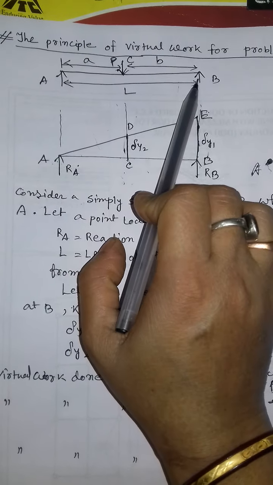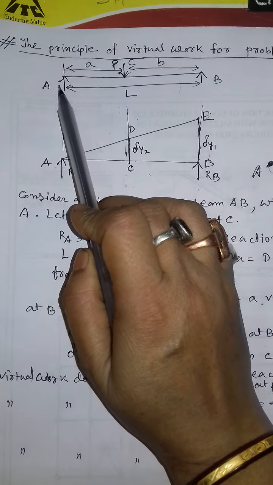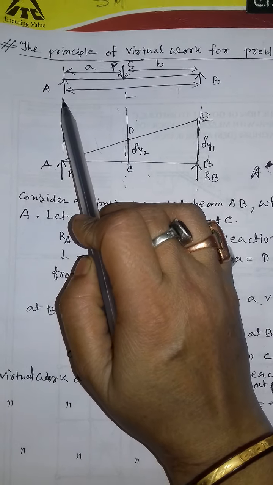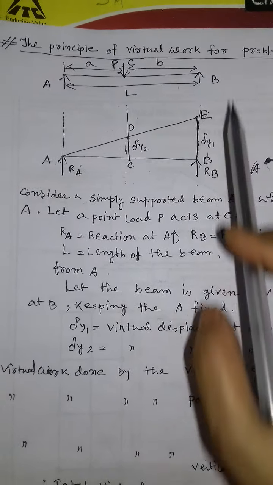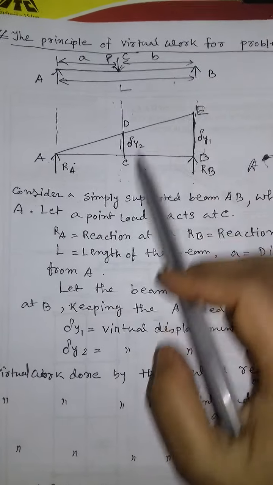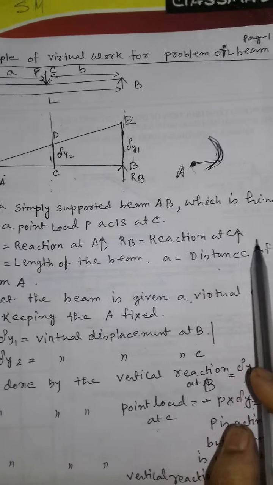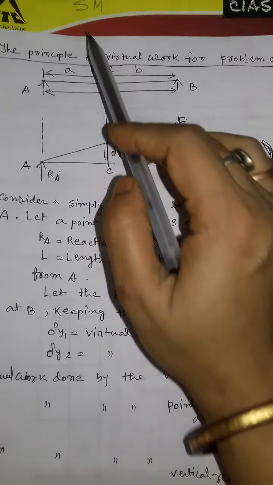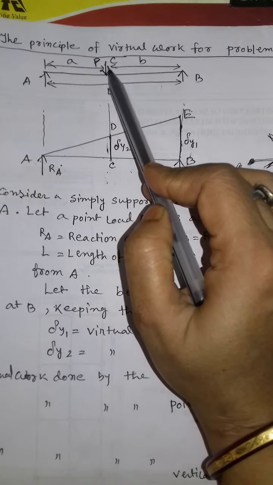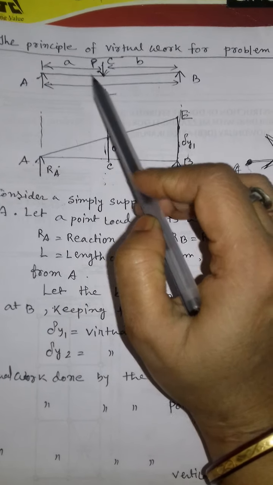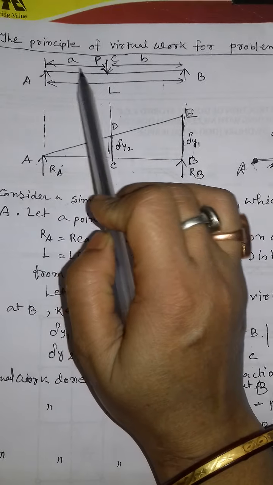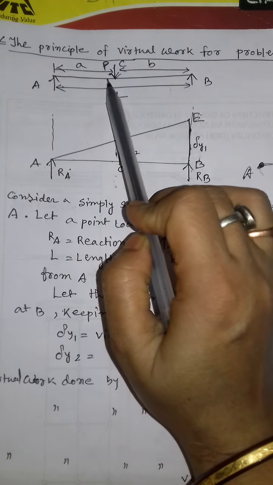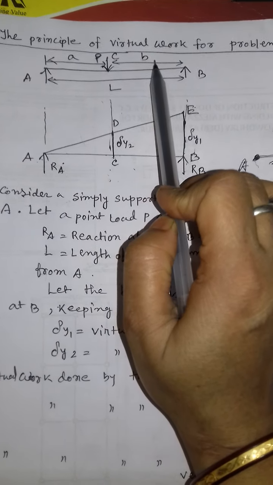Suppose AB is a beam. The support at A has reaction RA, which is upward, and B is a support, so reaction RB is also upward. Now we apply a load P at point C, and the distance of load P from A is small a and from B is small b.